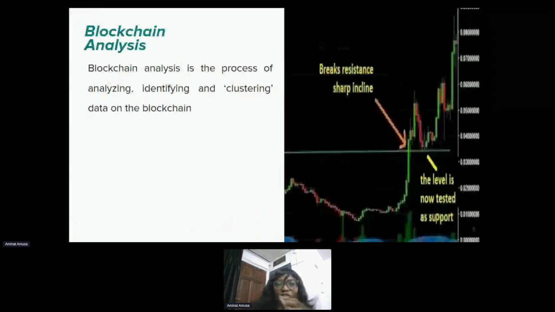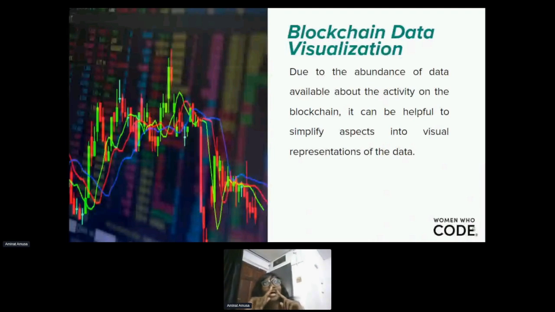So, blockchain visualization. If you notice, in the previous slide we had blockchain analysis and blockchain data visualization. You're wondering, okay, what's the difference? So there's a difference. Visualizing data is different from analyzing data. Visualization is a part of analysis.